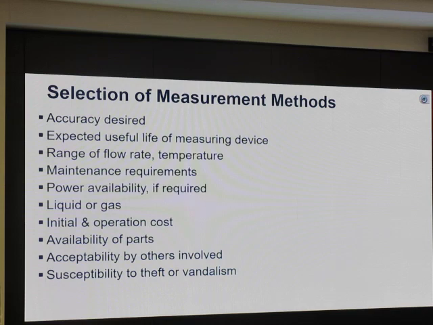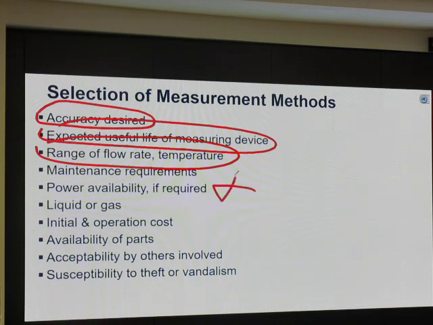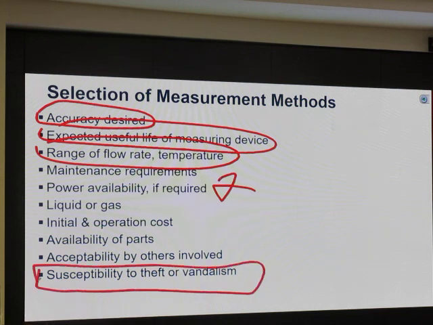Alright, how do we select the meter? To select the meter, we have to know how much accuracy we need. Expected useful life. Range of flow rate, temperature, and do we need power to operate it? Is it for gas or liquid, or is it for both? How much does it cost? And availability. And the last one, susceptibility to theft or vandalism. We may not put a very expensive flow meter if it is going to be stolen.